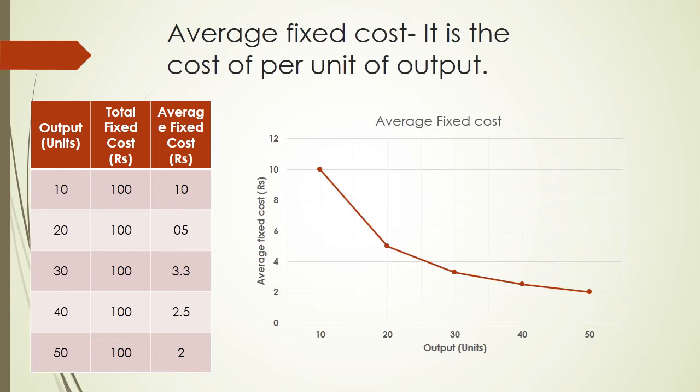So as you can see, as the number of units or production increases, your per unit cost, average fixed cost, decreases. So that's why this curve is a downward sloping curve, right?